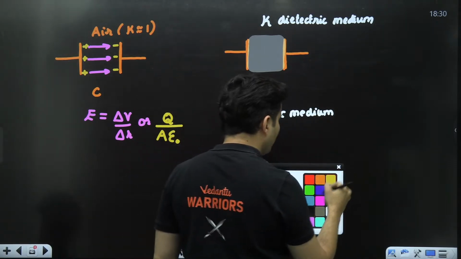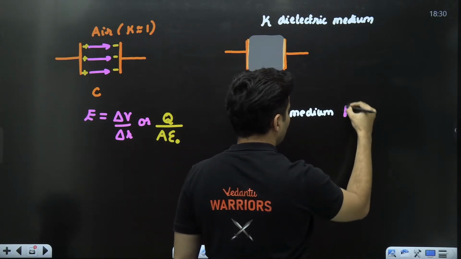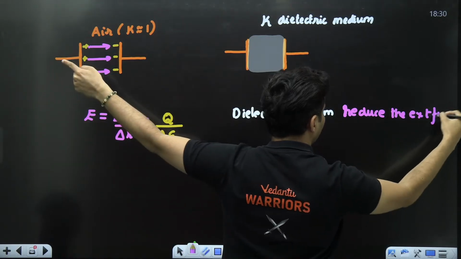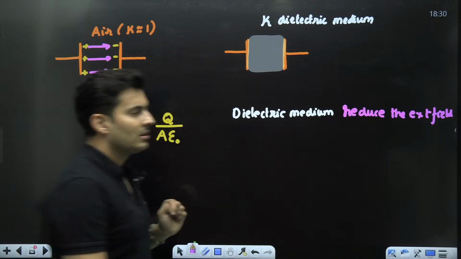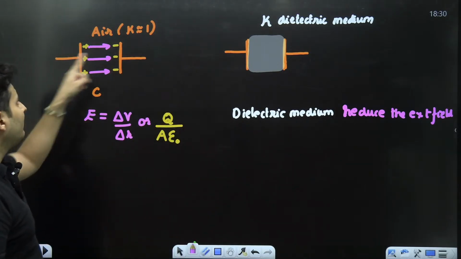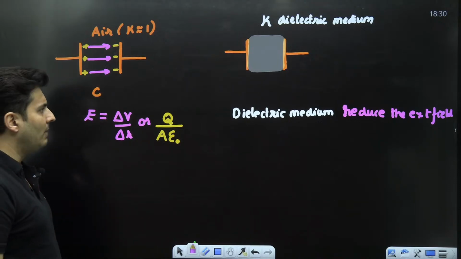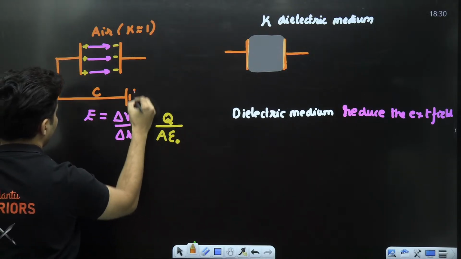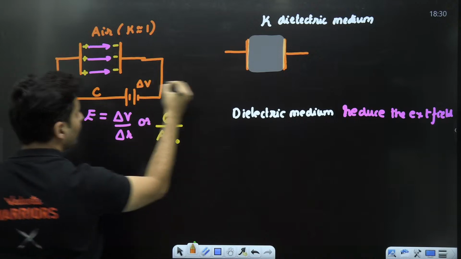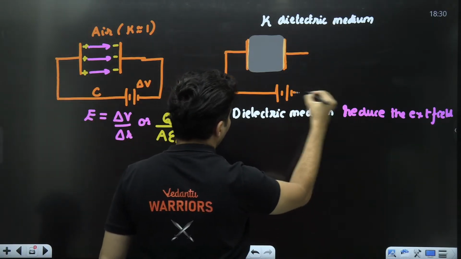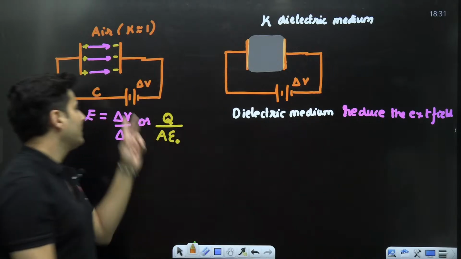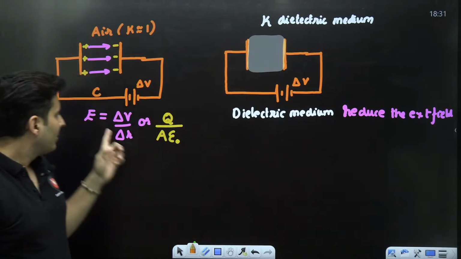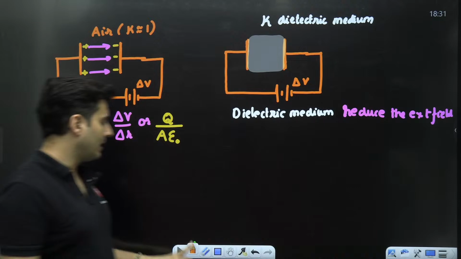It tries to reduce the external field. But here is the catch. I have taken that capacitor and I have still connected it to that battery. Just imagine, I have connected this particular capacitor to that battery. Has the battery's voltage changed? No. Has the distance between the plates changed? No. So hence delta V nor delta R can change.